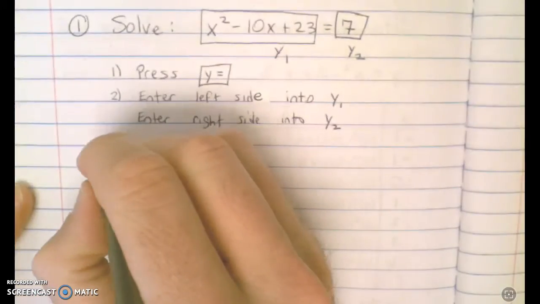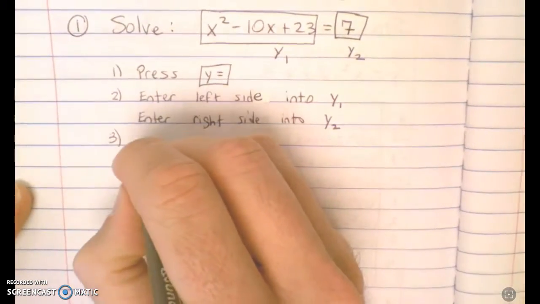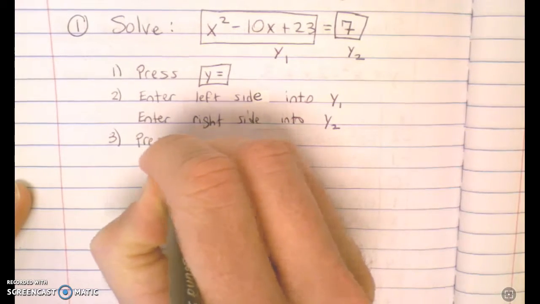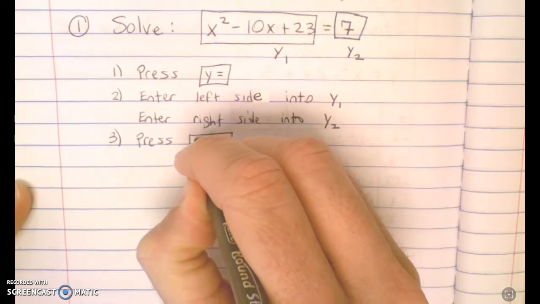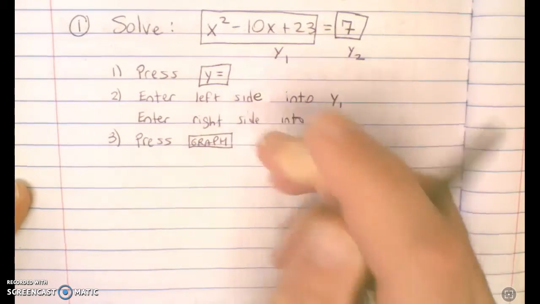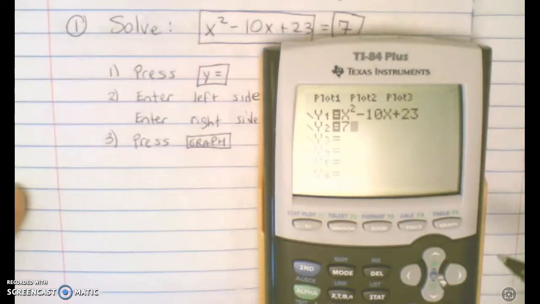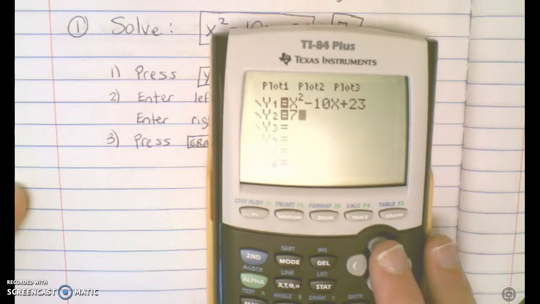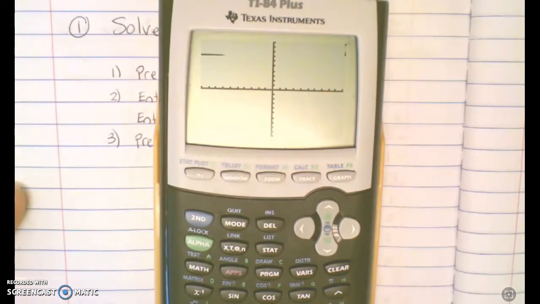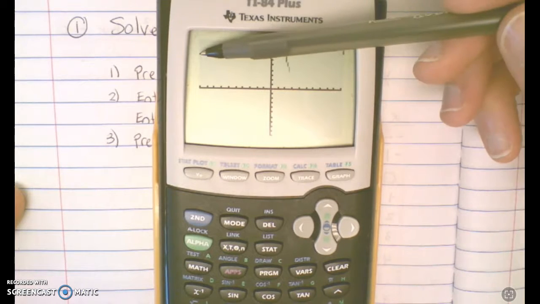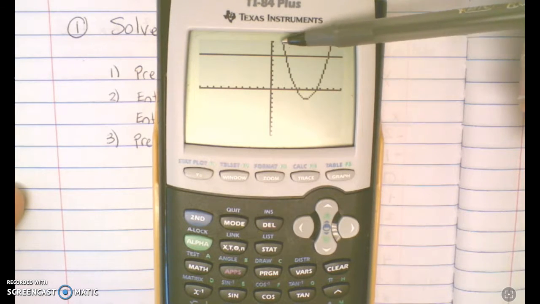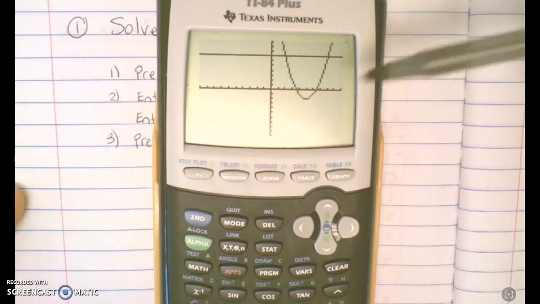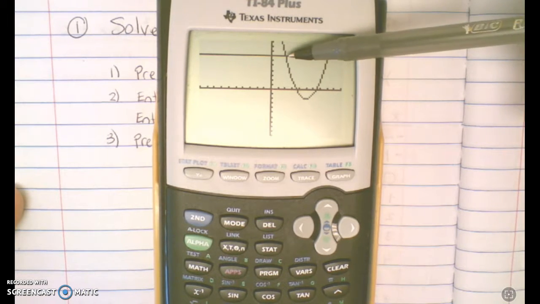After we've entered that, our next step is going to be to press graph. The graph button is to the right underneath the screen. When we click graph, it'll give you the graph of your equation. This is y equals 7, and this is the quadratic. The solutions to these graphs are where these graphs are intersecting. That tells you the answer to these problems.